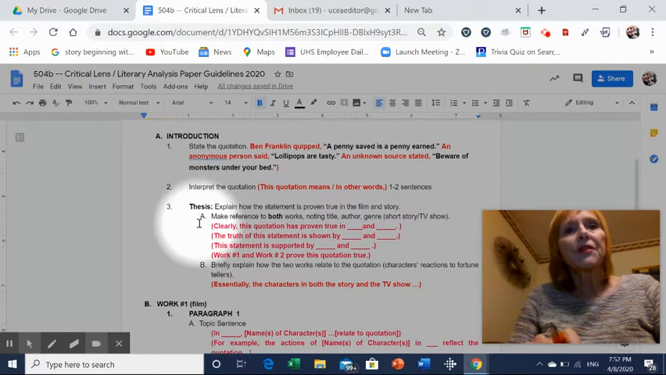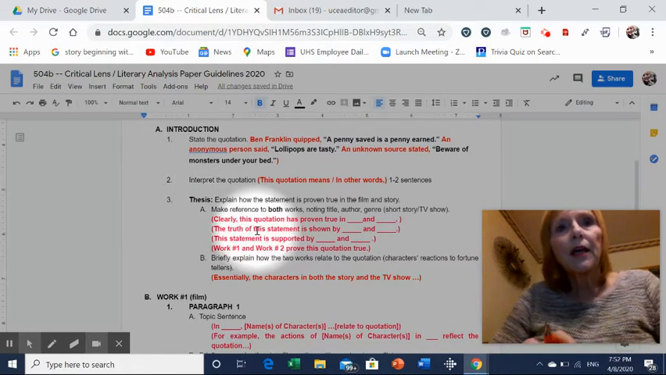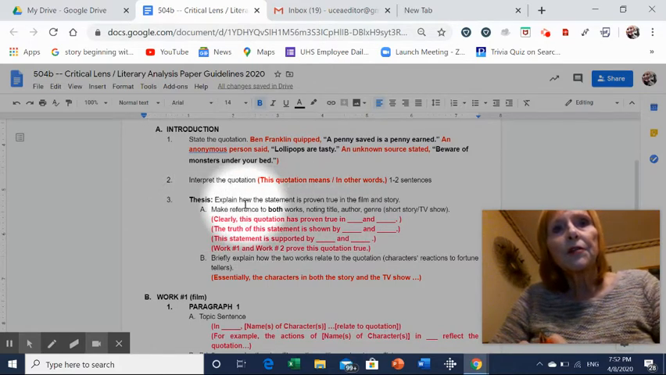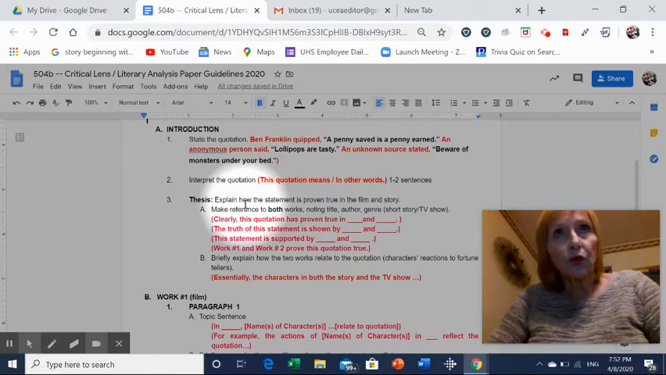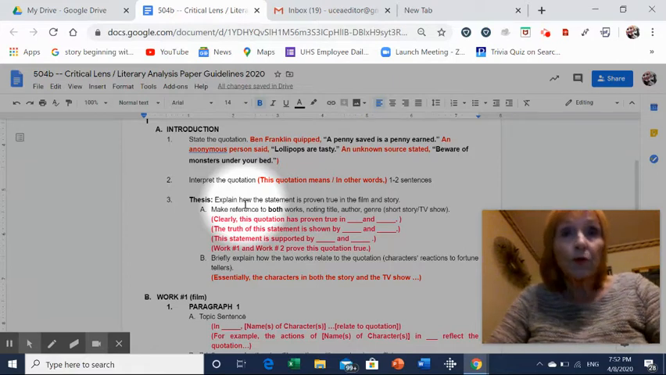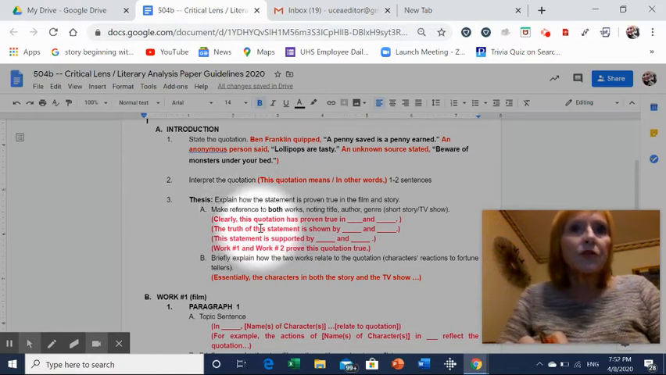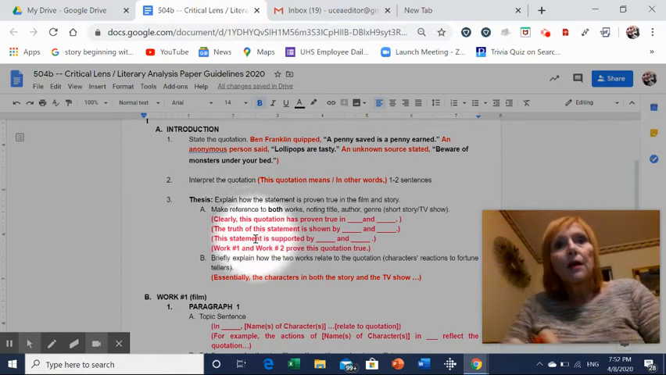Now we go down to our thesis. We actually have a two-sentence thesis in this case. And basically, the thesis is going to explain that the works that you've chosen, or that I assigned, prove the quotation true or not true. In this case, you're proving them true. So again, I've given you some sentence starters here.